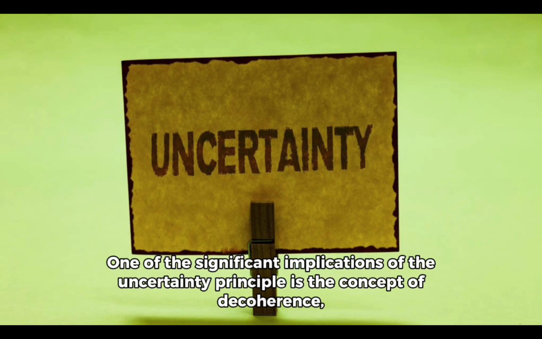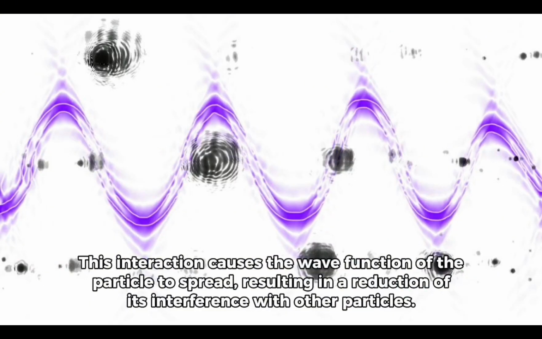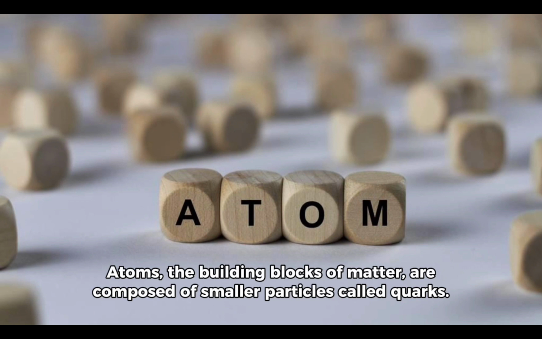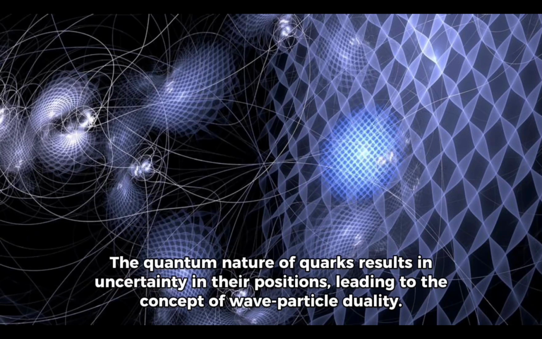One of the significant implications of the uncertainty principle is the concept of decoherence, which refers to the loss of information about the quantum state of a particle as it interacts with its environment. This interaction causes the wave function of the particle to spread, resulting in a reduction of its interference with other particles. Atoms, the building blocks of matter, are composed of smaller particles called quarks. Quarks possess both momentum and position measurements, which contribute to the wave function of an atom. The quantum nature of quarks results in uncertainty in their positions, leading to the concept of wave-particle duality.